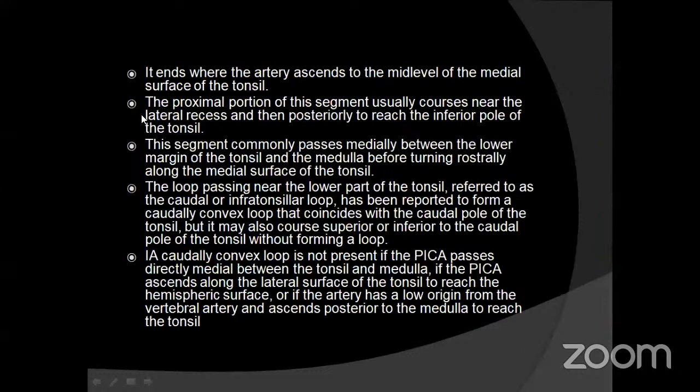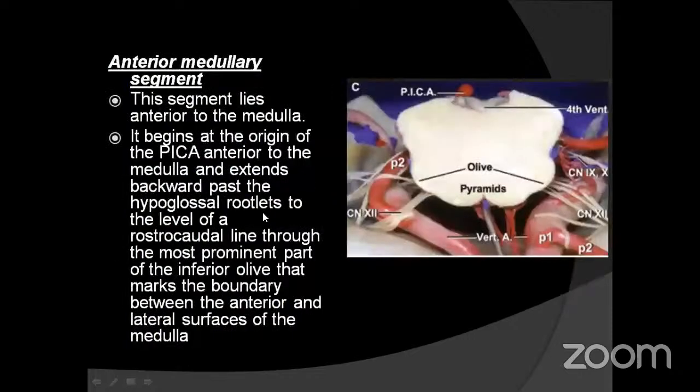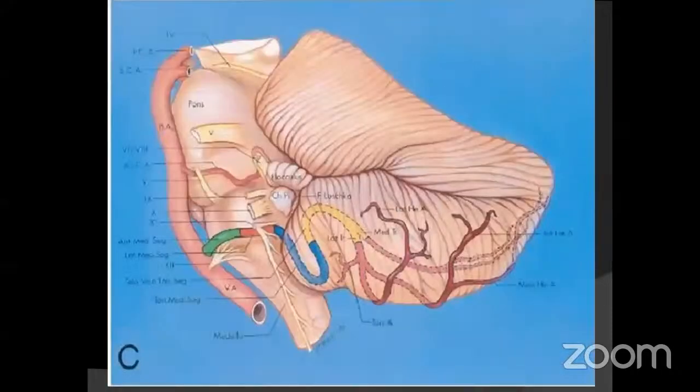The proximal portion of the segment usually courses near the lateral recess and then posteriorly to reach the inferior pole of the tonsil. This segment commonly passes medially between the lower margin of the tonsil and the medulla before turning rostrally along the medial surface of the tonsil. The loop passing near the lower part of the tonsil is referred to as the caudal loop or infratonsillar loop, just as we have discussed previously. Let me show you again.